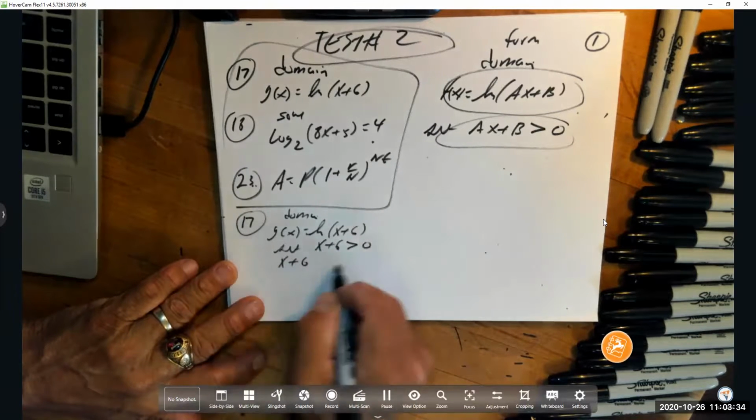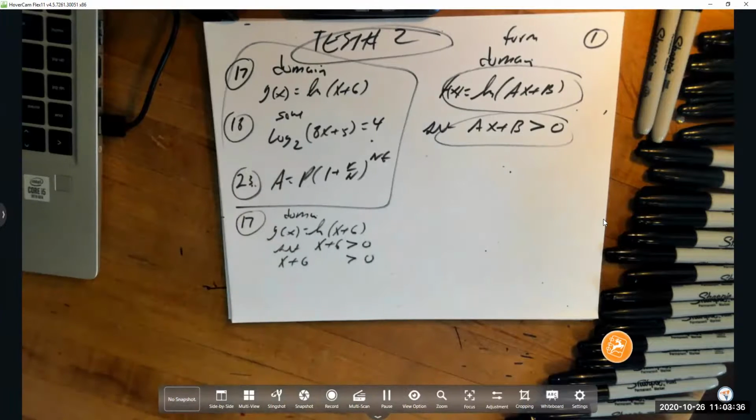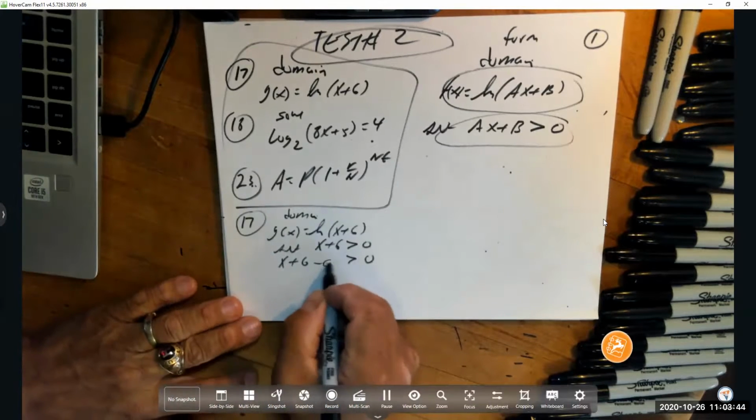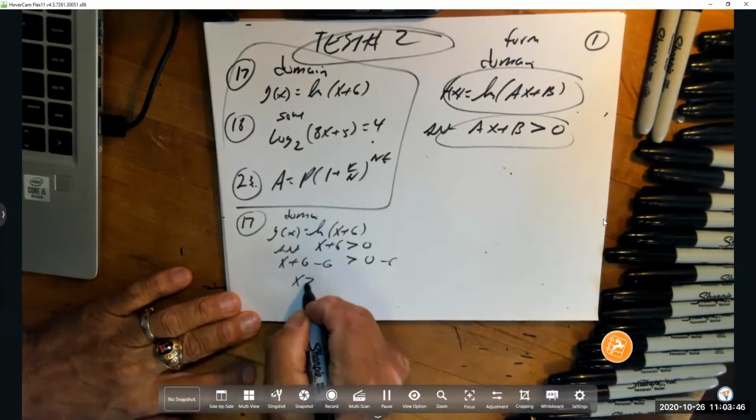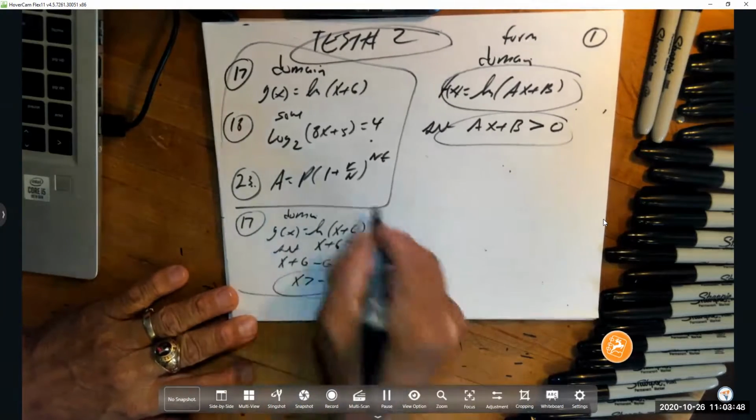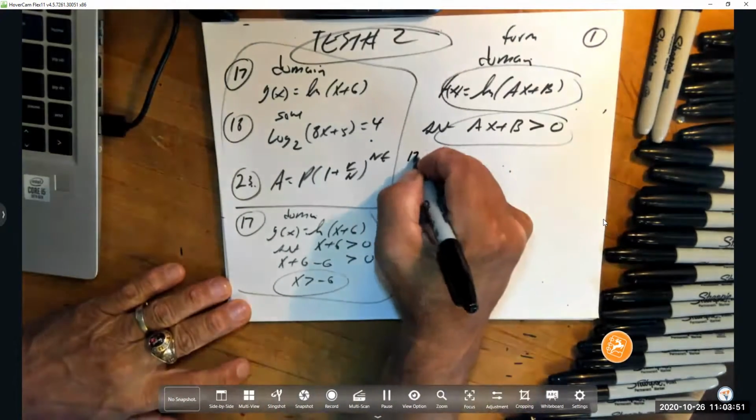So I'm going to set x plus 6 bigger than 0. Now, to get the x by itself, subtract what from both sides? Tell me. 6, exactly. So x is bigger than negative 6. That one's done. Can do another one.